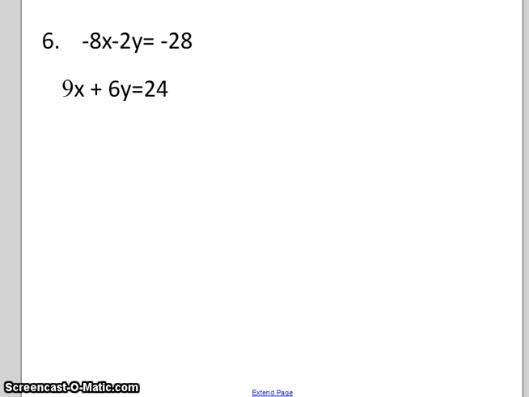Okay, number 6. Number 6 is similar to number 5. Let's do this one out real quick. It's going to be tough to find opposites with 9 and negative 8. You're going to have to multiply both equations by a number. But if I multiply the top one by 3, I'll get negative 6 and positive 6. So let's do that.